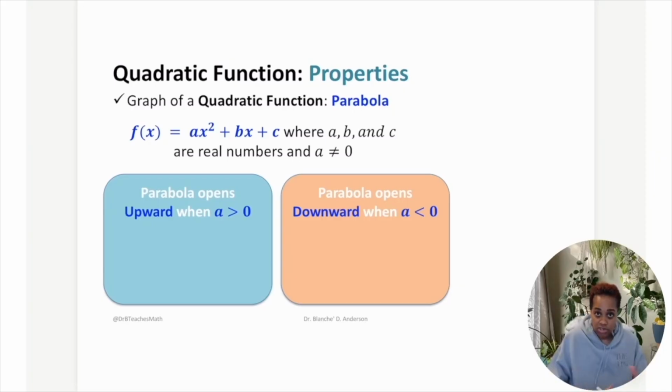The graph of a quadratic function is called a parabola. That is the name of it. So when someone says parabola, you want to think quadratic function. Now, you have two different ways that these graphs will open.